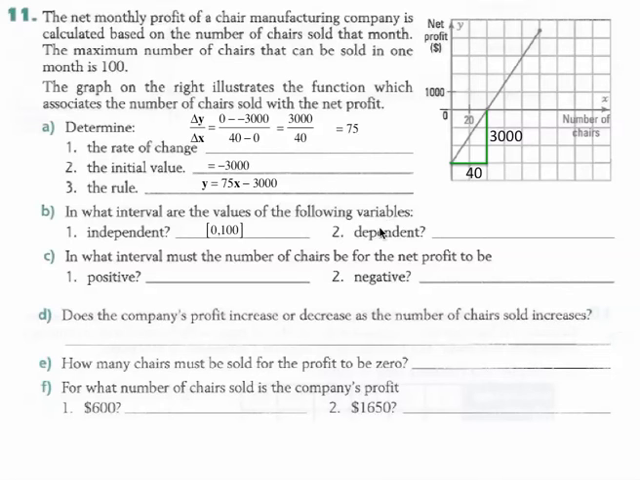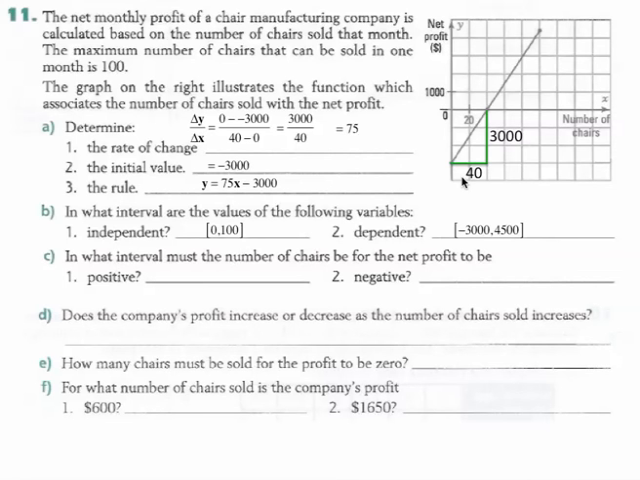Okay, for the dependent variable, how much money can you make? If you sell 0 chairs, you'll lose $3,000. If you sell 40 chairs, you make $0. But if you end up selling 100 chairs, you end up making whatever that value is, and we have to figure out what that value is. So we're going to do 75 times 100, which is 7,500. Take away 3,000, which is 4,050. Sorry, 4,500.